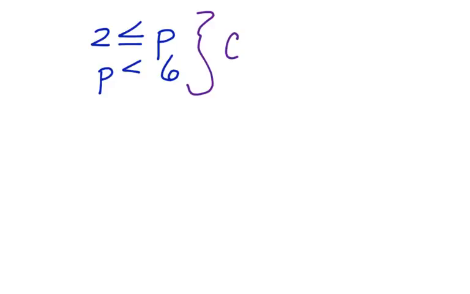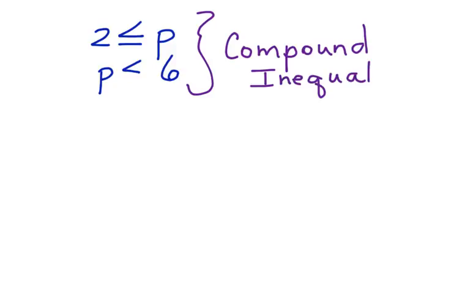We've been given two different sets of information. We know she practiced at least 2 hours, and we know that she practiced less than 6 hours. When we put this information together, we will have a compound inequality. And this inequality will represent her range of practice time.